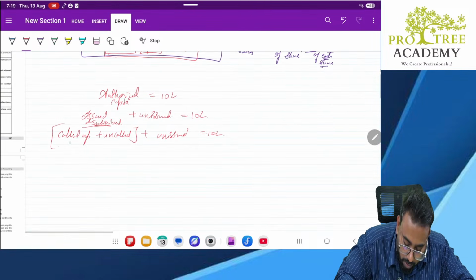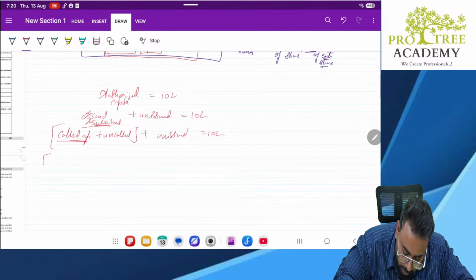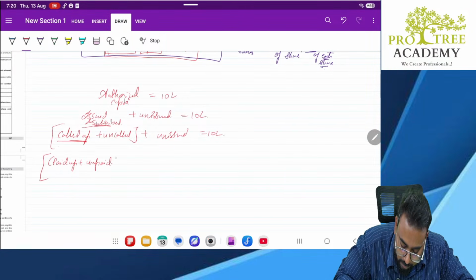Very good. Now, can we split this called up? Yes, sir, you can split the called up. Paid up plus unpaid.